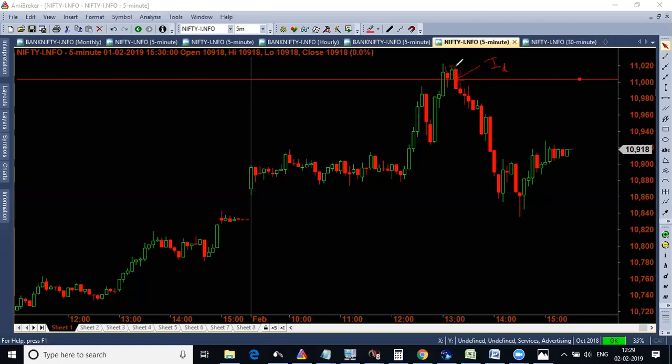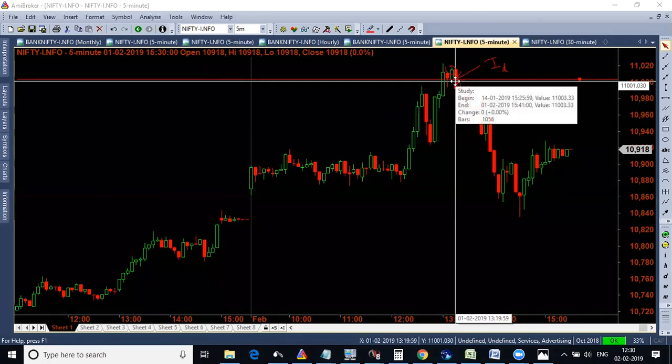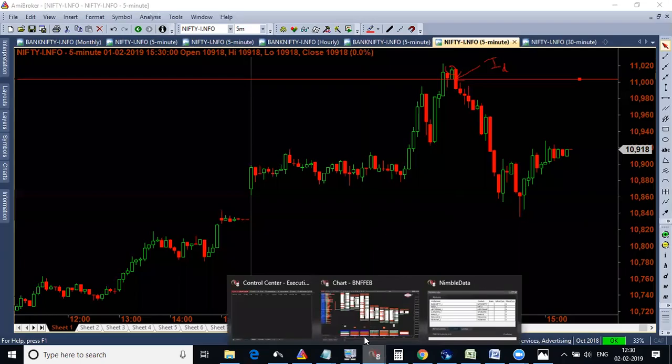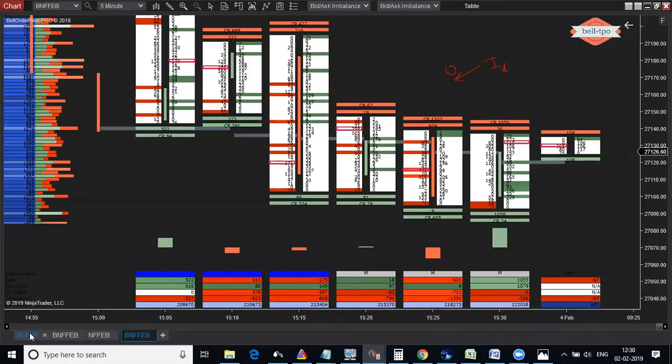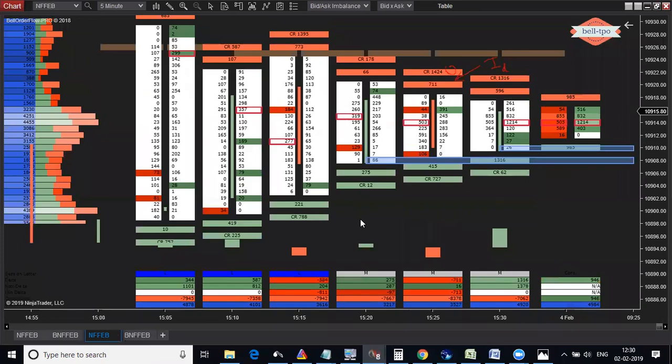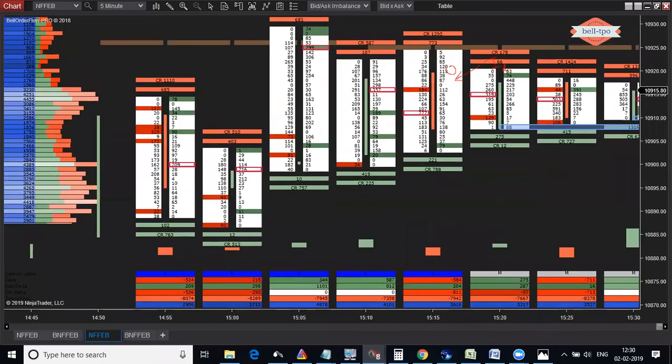From the order flow perspective, if you watch this big red candle, it could look something like this. It comes around what time? It's the 1:15 candle, 1:20 candle. So let me go to the order flow and I'll show you. Nifty February contract.